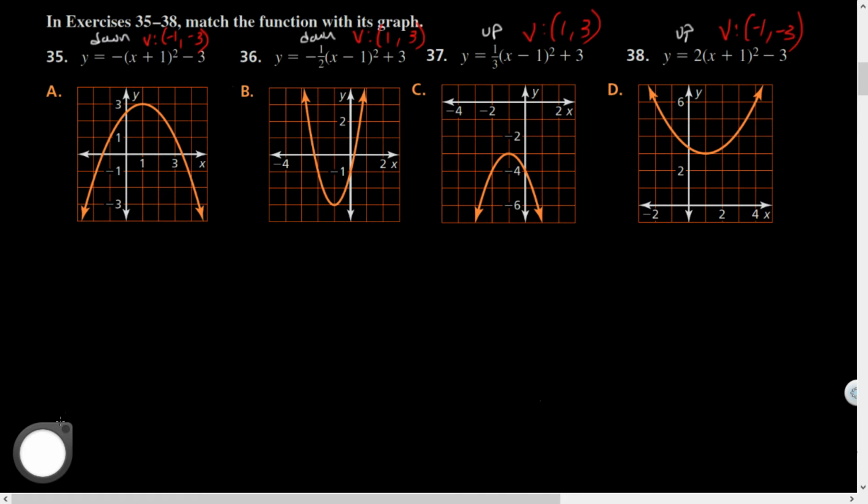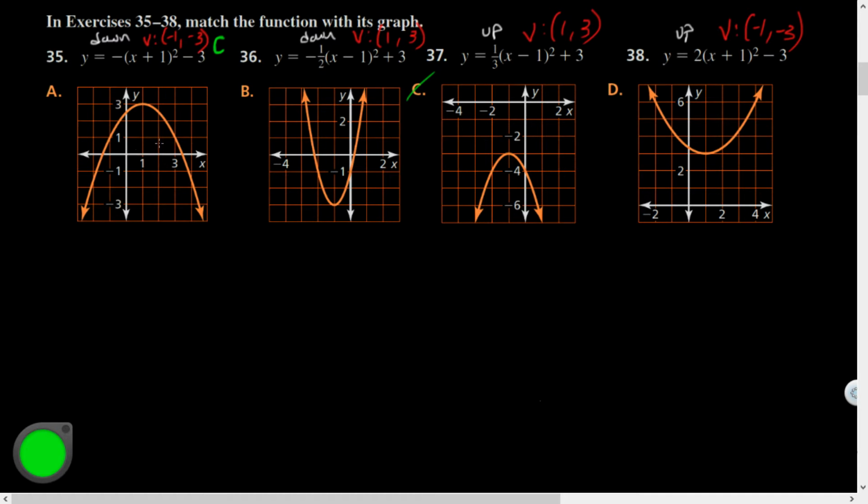Well, I haven't selected my answers just yet. So let's see. The vertex is -1, -3. B or C both have a vertex of -1, -3. But which of them opens down? C. So it looks like 35 would be C. All right, so I've just eliminated that from my possibilities.